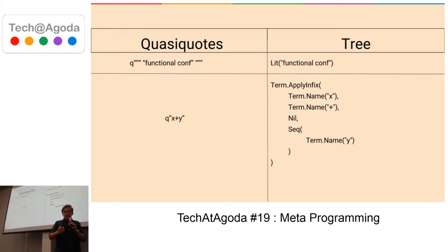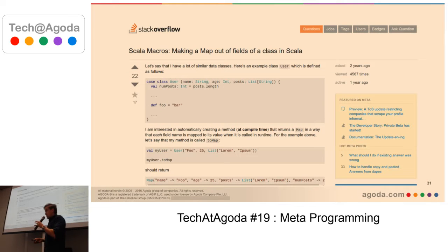So it's more user-friendly stuff. Another use case: when I was looking for use cases for the macros, I went to Stack Overflow for the macros tag, and I looked at some of the questions which people had.